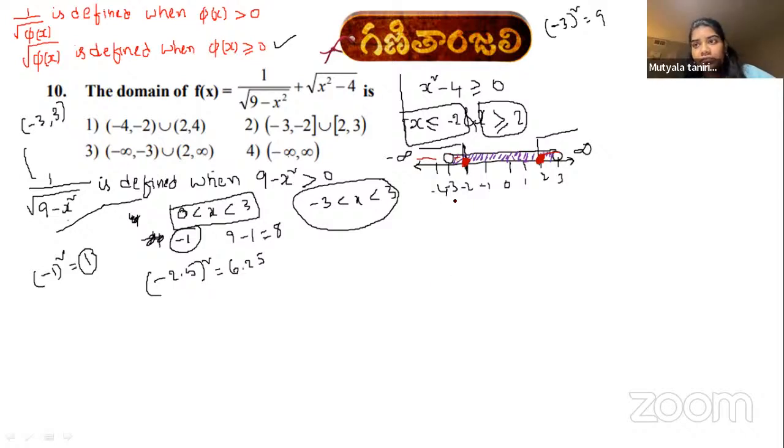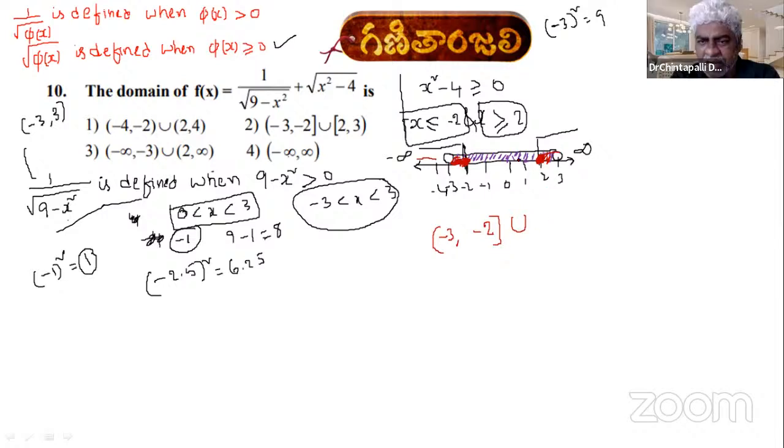Very good. Well said. See, from negative 3 to negative 2, right? This one is the common point. What is included? What is excluded? Negative 3 is excluded. Very good. Negative 2 is included. And what about this part? Union. Negative 2 is included, positive 2 is included and positive 3 is excluded.